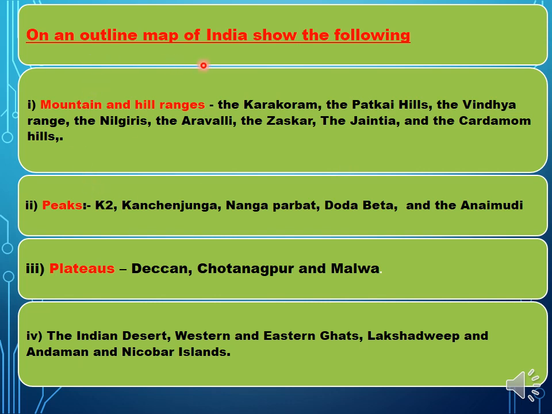So an outline map of India shows the following: mountain and hill ranges. Almost all the mountain ranges are given here. Peaks are given: K2, Kanchenjunga, Nanga Parbat. You have to practice this on a blank Indian map.